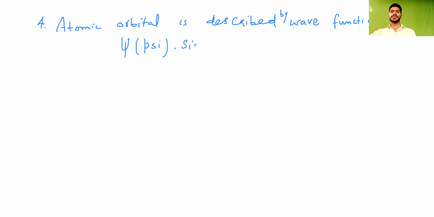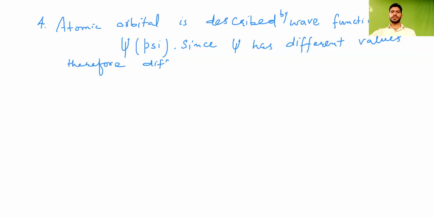So you will write that since psi, that is the wave function, has different values, therefore different orbitals are possible. And I have told you that we are having s orbital, right? We are having p orbital. Similarly, we are having d orbital. We are having f orbital. So these are the different types of orbitals.